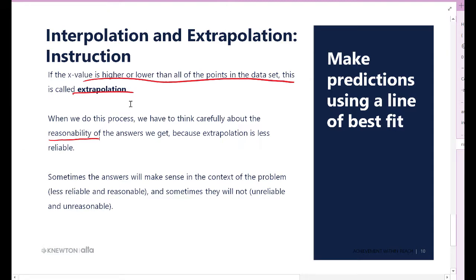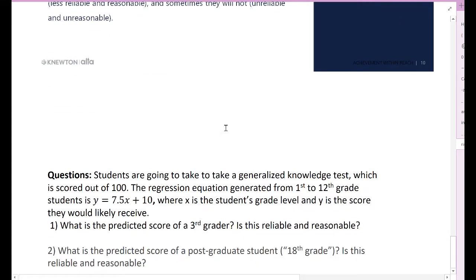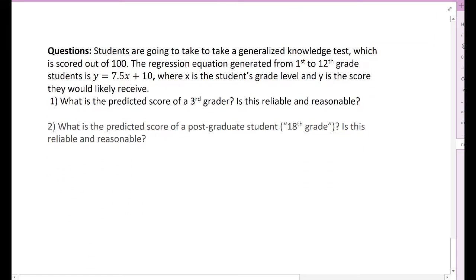I think it's best to just jump straight to a question here. All right, here we go. Students are going to take a generalized knowledge test, which is scored out of 100 points. So the maximum score you can get is 100. The regression equation generated from 1st to 12th grade students is y equals 7.5x plus 10, where x is the student's grade level and y is the score that they would likely receive. The x variable represents a person's grade, which is between the 1st and 12th grade. So our x values have to be between 1 and 12.